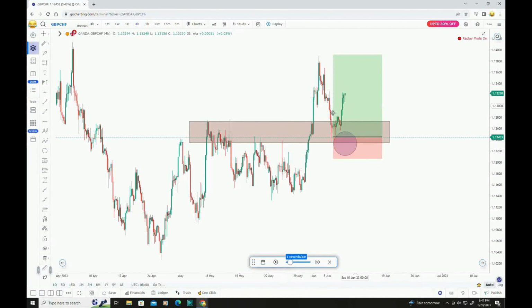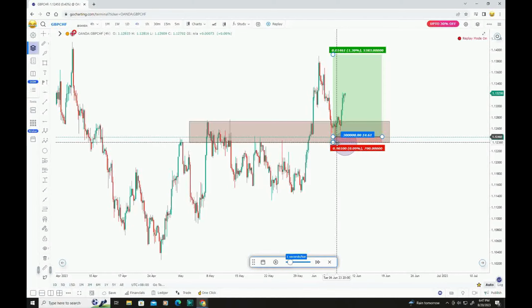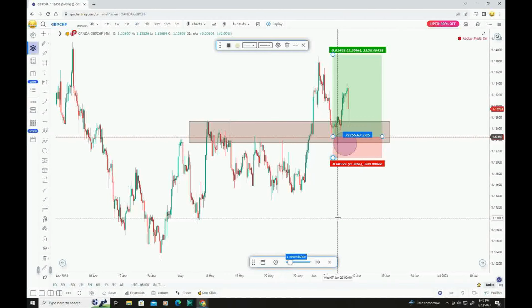You see here, by now we already have 1 to 1, so you would be moving your stop loss to break even and watching the trade run. Clean trade, super sniper entry and clean trade. See, still on, still active.